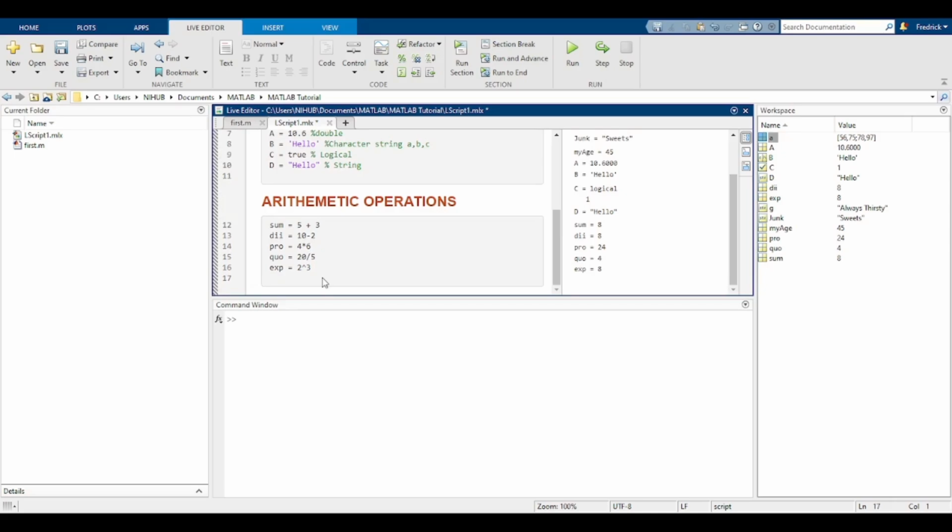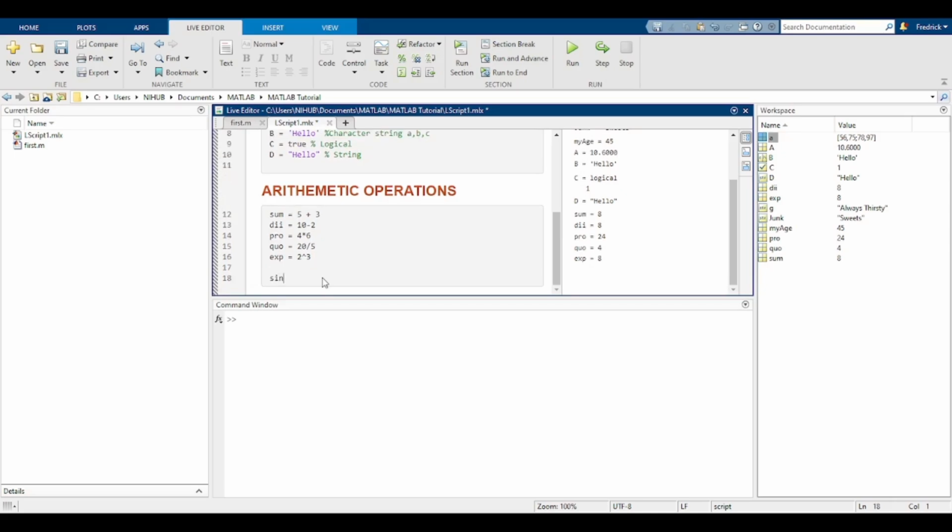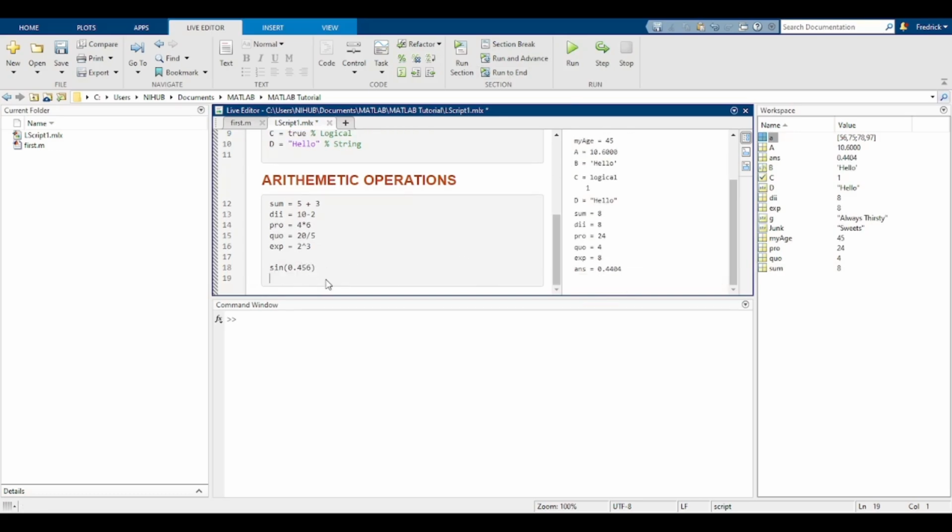So you can perform another operation like find the sine of a particular number, sin 0.456. You could also run that. Answer is here, 0.4404. Also find the cos of 3.890. Comes up our answer as we see here. We could even go ahead to actually plot, but I think I'm going to leave that for our future tutorial.